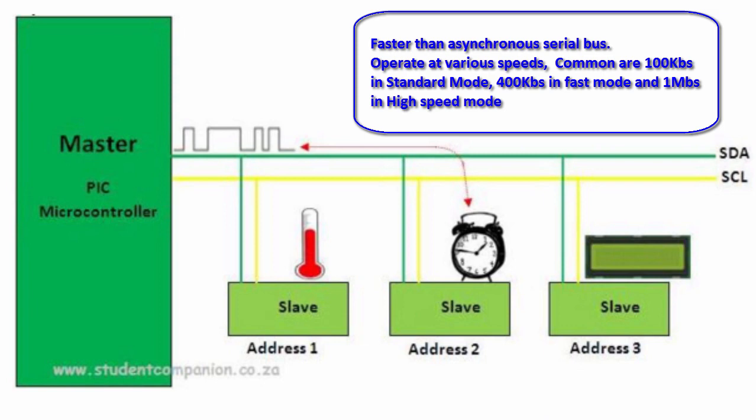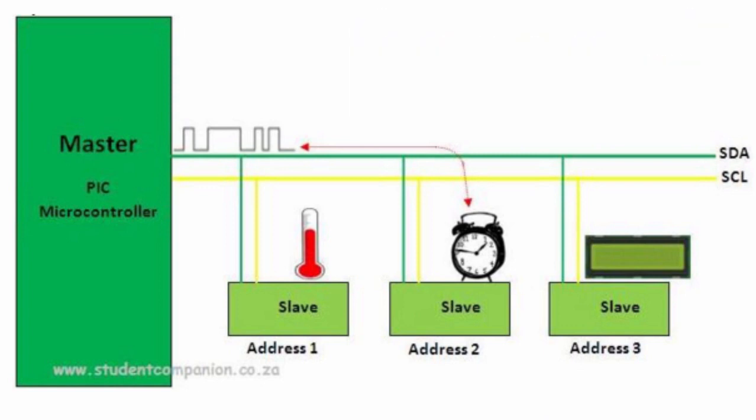So if you've got a slow device on the bus, it's going to pull down the speed of the rest of the devices. The common bus speeds are 100 kilobits per second in standard mode. You could also have 400 kilobits in fast mode and 1 megabit in high speed mode. But a new revision of the specification allows for a maximum throughput of 3.4 megabits in high speed mode.